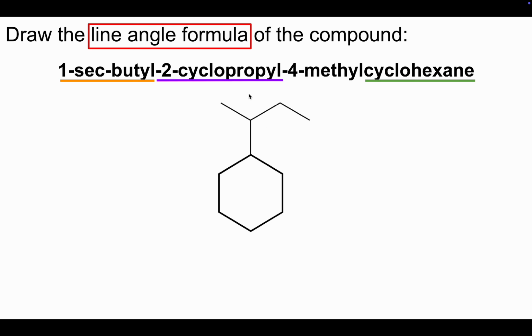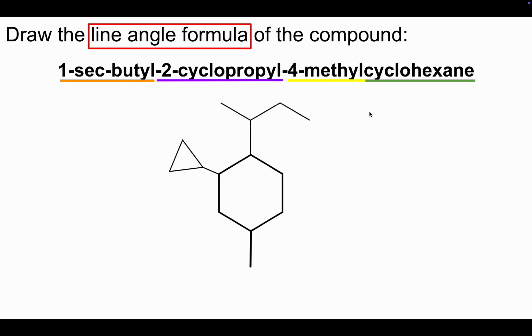Next, 2-cyclopropyl. So at number 2, you have a ring that has 3 carbon atoms. So you can either go here as 2 or the other side as 2. So in this case, I'll go here. So I put a triangle here. Next, 4-methyl. So that would be 3, 4. So I will put methyl here.